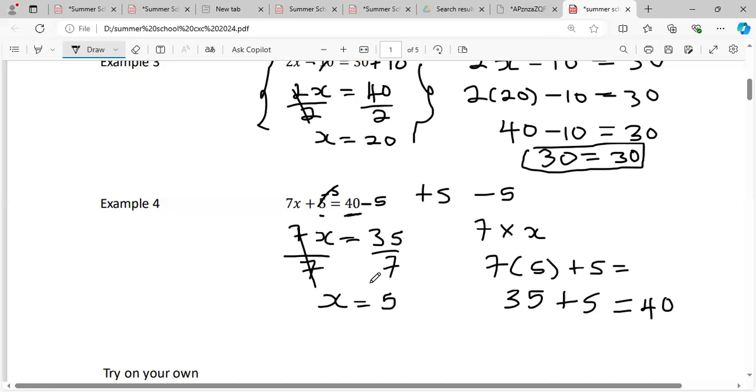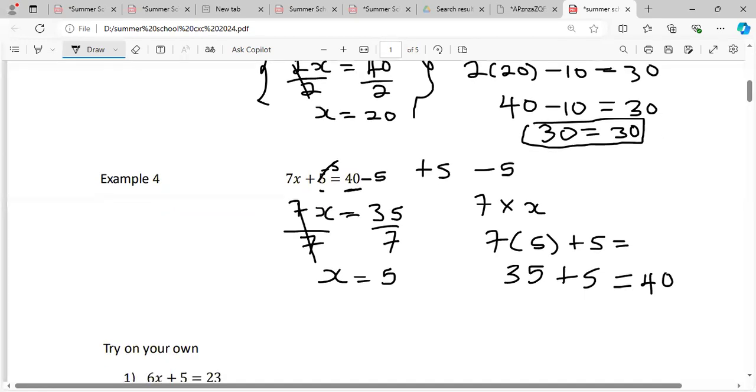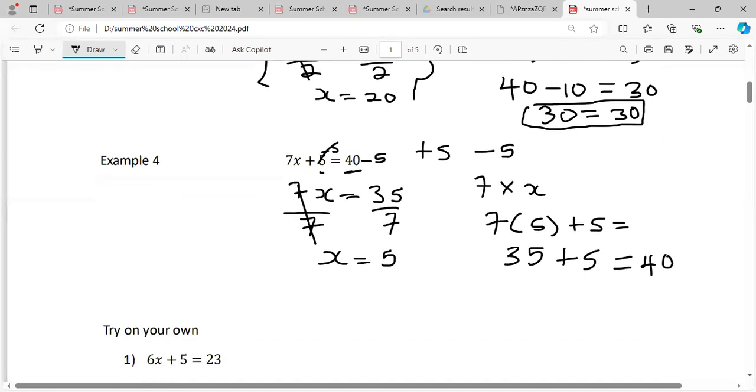Alright, cool guys. Any question before we try one? Let's see what's up. Alright, try this one. Let's see if we get it right.